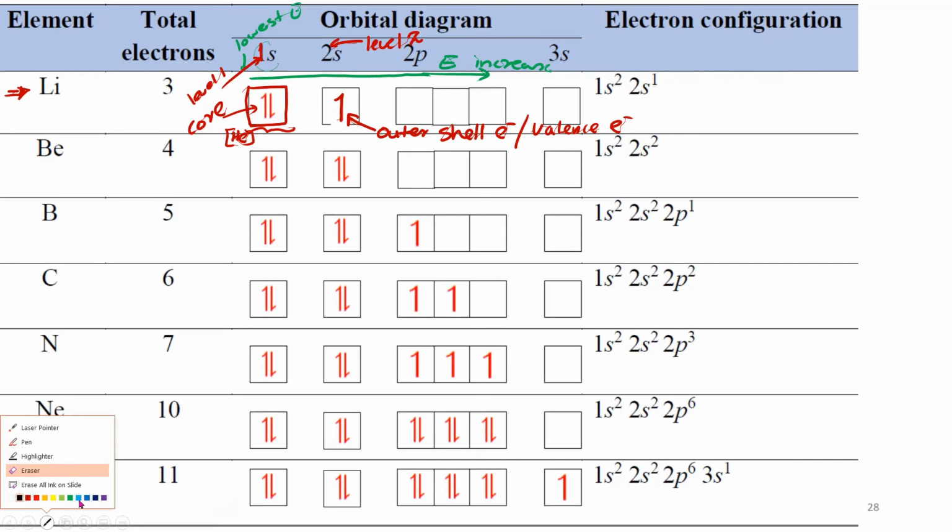So from the electron configuration of lithium, this 1s2 shows the core electrons, and this shows the valence electrons. In lithium, you have one valence electron.